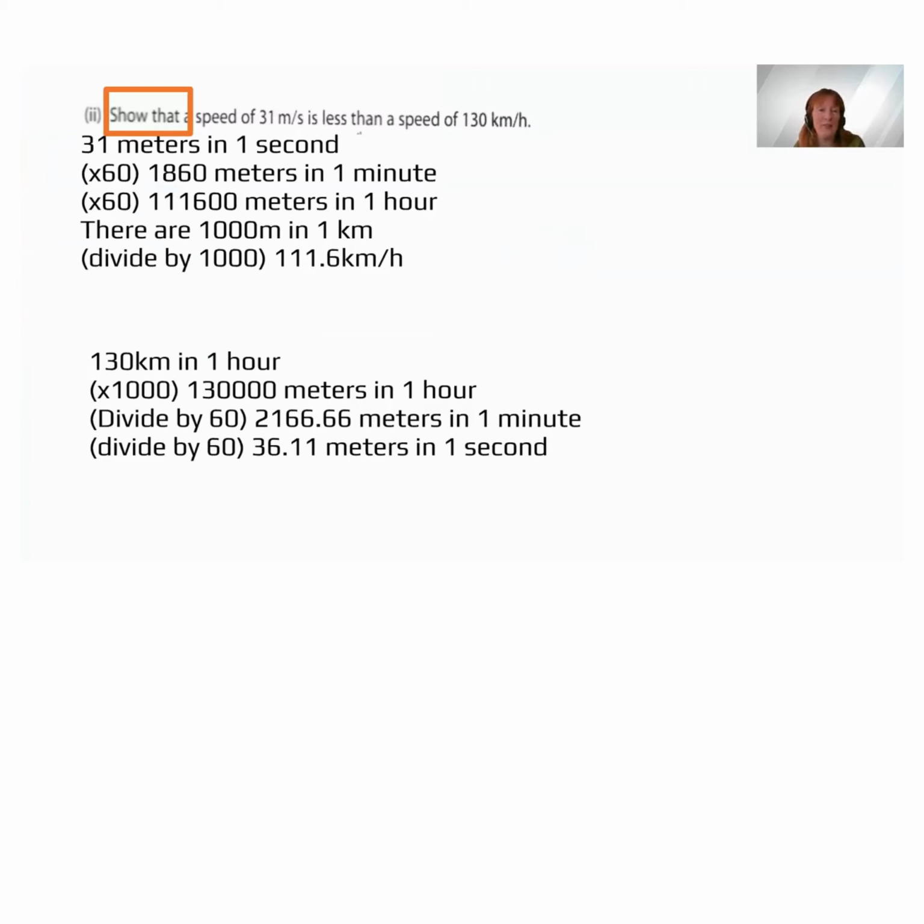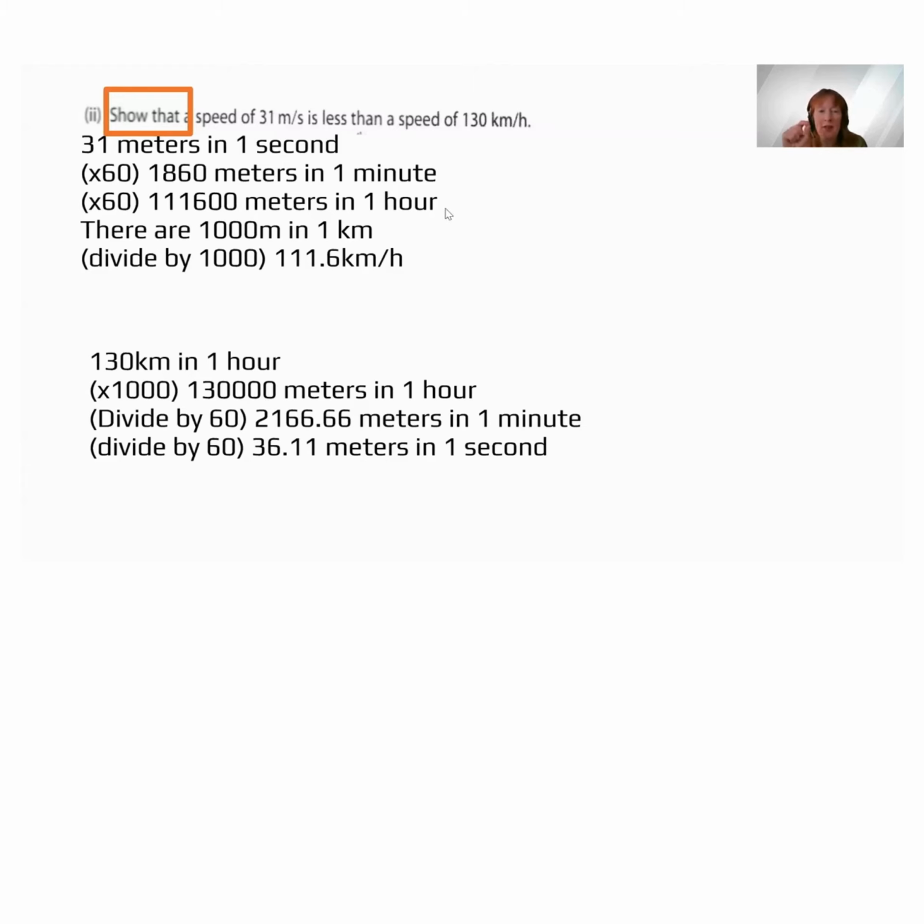And as you can see, this is the layout of the actual working. I don't know if you need me to read it out, but just the idea that you need to show every step-by-step piece of working, including conversions. There are 1,000 meters in 1 kilometer, divide by 1,000. So you could easily do that on the calculator, but the examiner would like you to show this in the exam, which is especially important if you get the answer incorrect, because at least you can be given some marks for working.